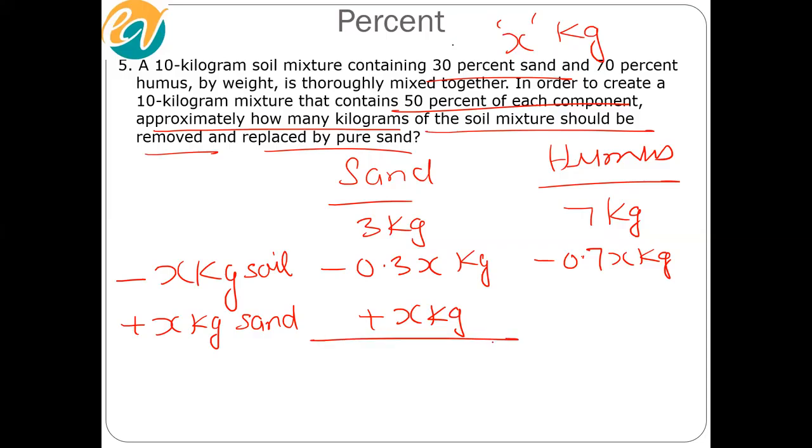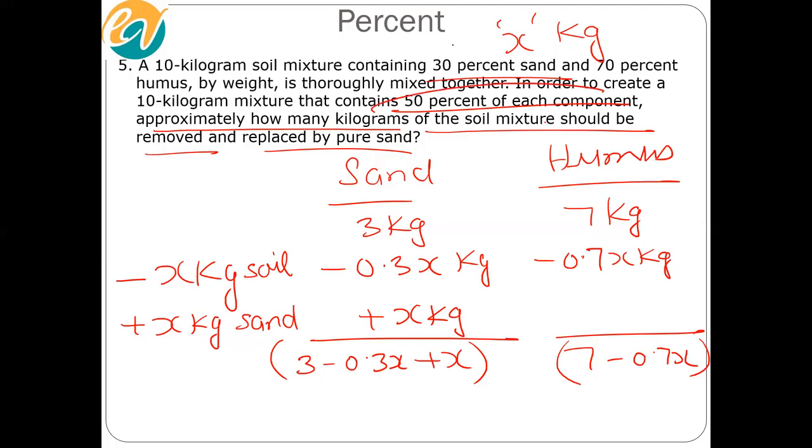So finally sand is how much? 3 was the initial. We removed 0.3x and then added x kgs of sand. And how much is the humus? 7 minus 0.7x kgs. Agreed? But after all this operation, each component has to be 50%, which means both components have to be in equal quantity.